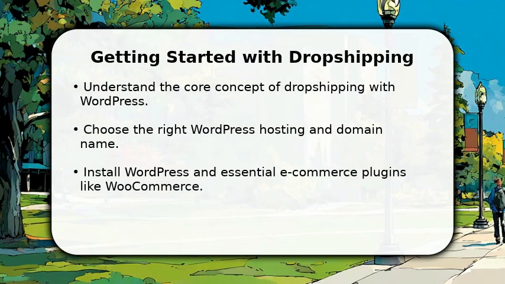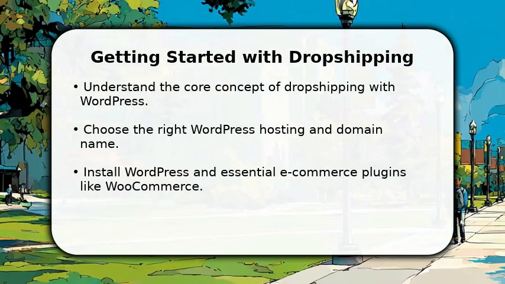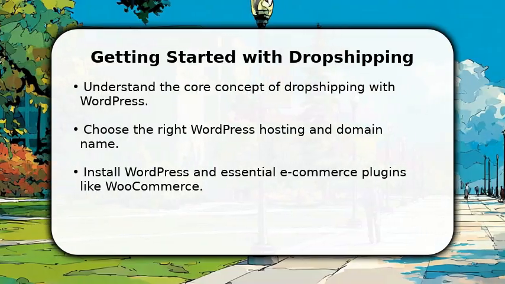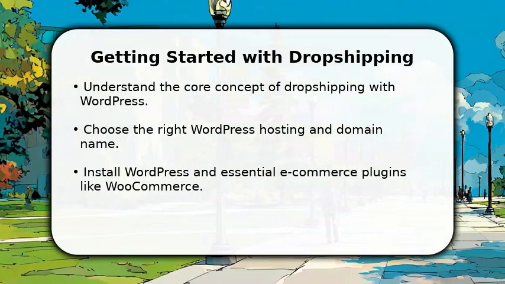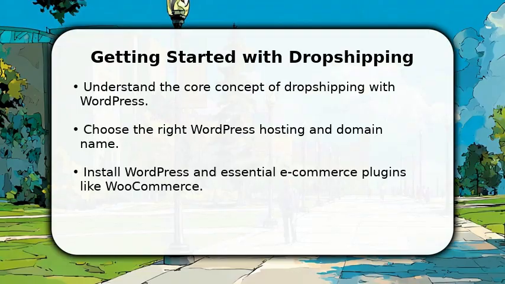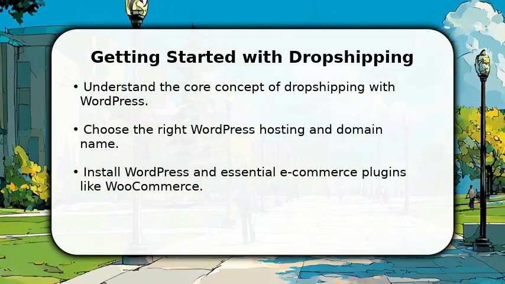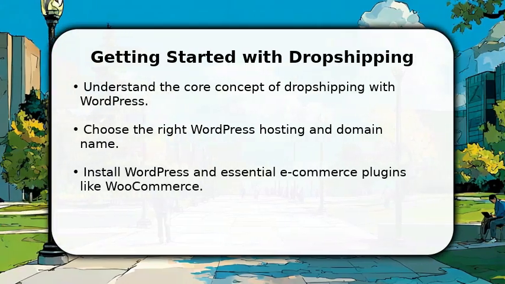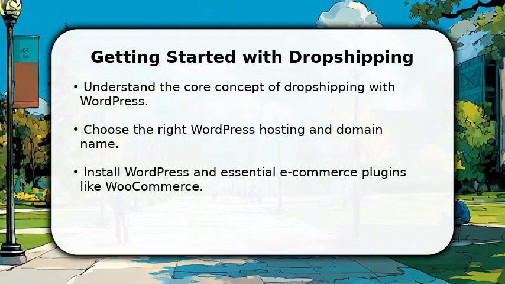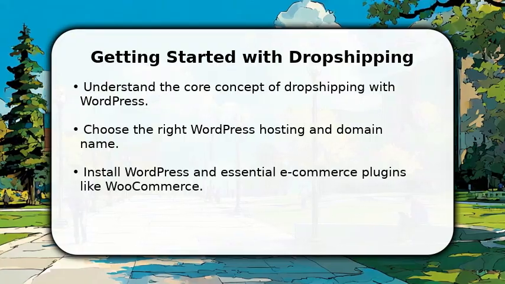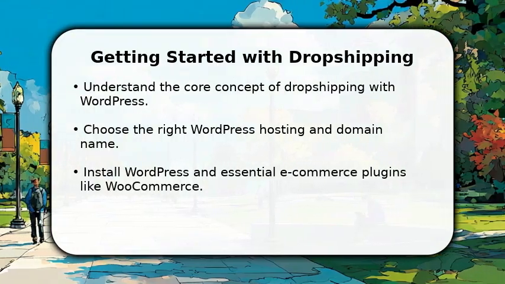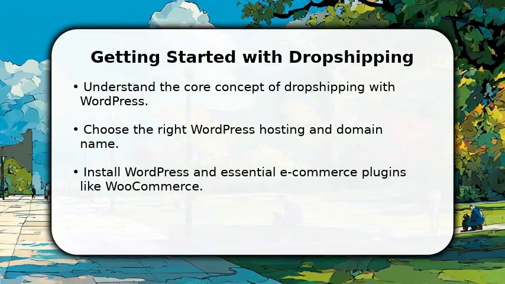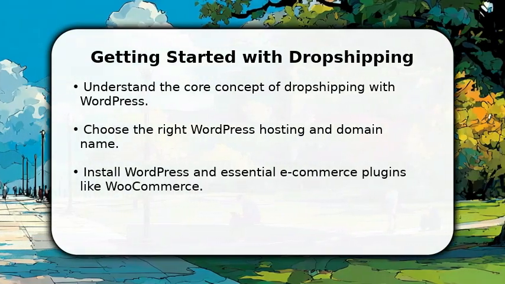In this video, I will explain how to use WordPress for dropshipping. Start with the basics of setting up your WordPress site for dropshipping. This involves selecting a reliable hosting provider and registering a unique domain name that reflects your brand. Once your WordPress installation is complete, you'll need to integrate powerful e-commerce functionalities, primarily through the popular WooCommerce plugin. This foundational step is crucial for building a robust online store.